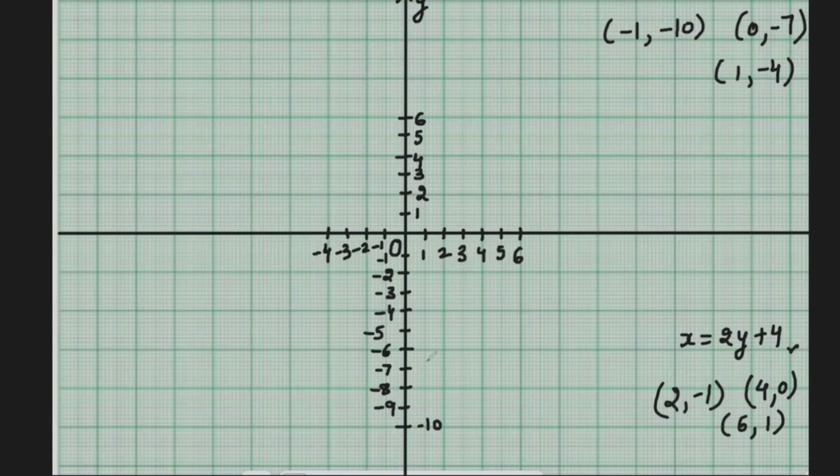So negative 1, negative 10, it is here. Then 0, negative 7, it is over here. Then 1, negative 4, it's over here. Now we will join the points. So it is 2, negative 1.